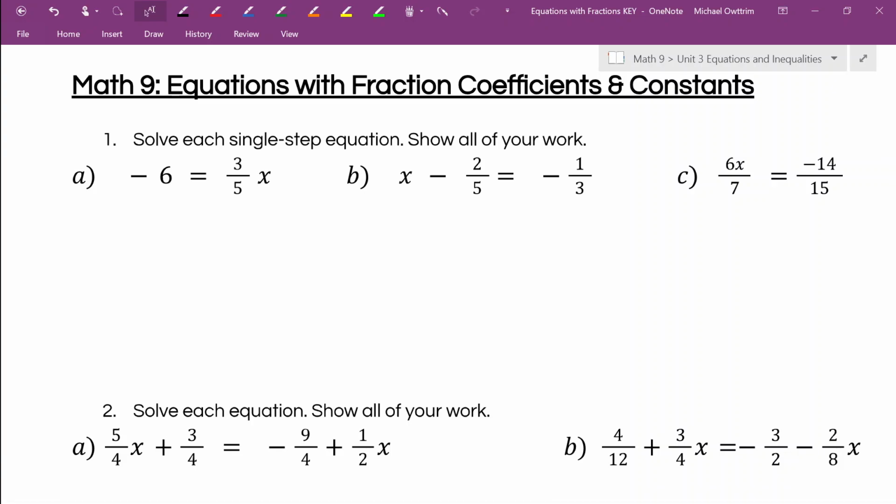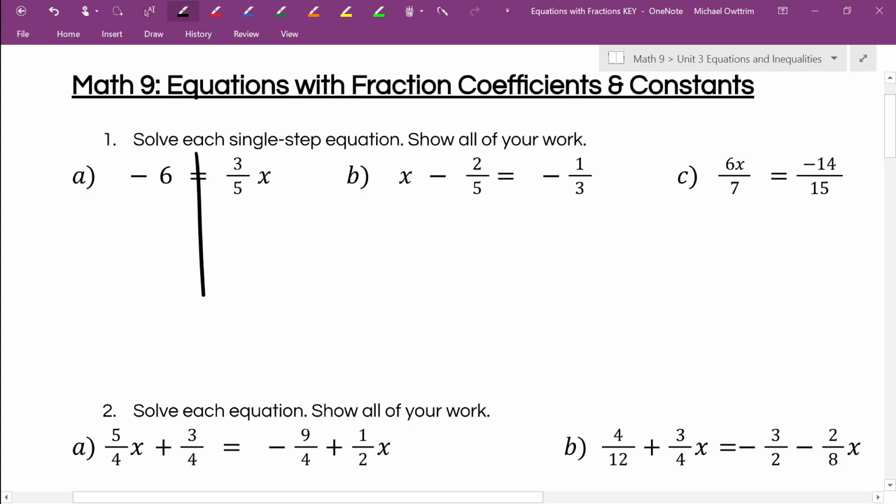Hello class, today we are taking a look at some equations that have fractional coefficients and constants. For this work we're going to be following our regular steps for dealing with equations, and we'll just have to do the work involved with dealing with those fractions in the different places. In question 1 we have 3 single step equations, meaning there's only one solving step required.